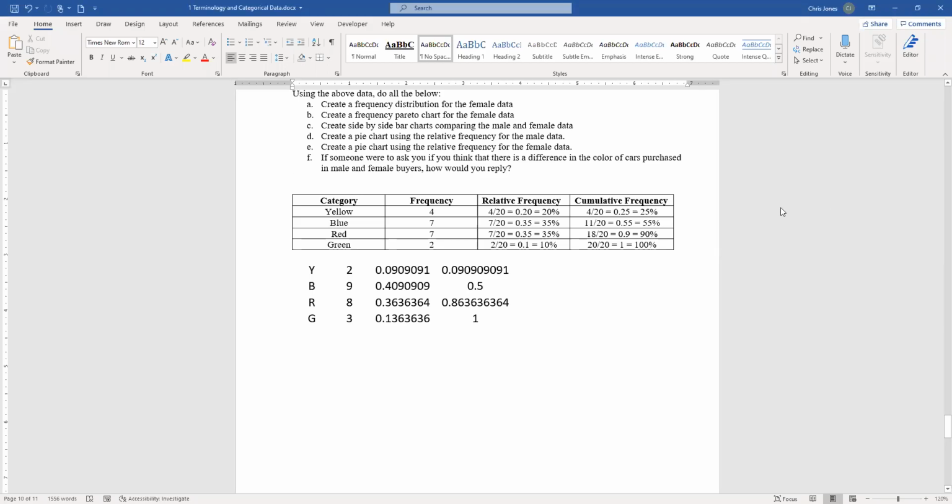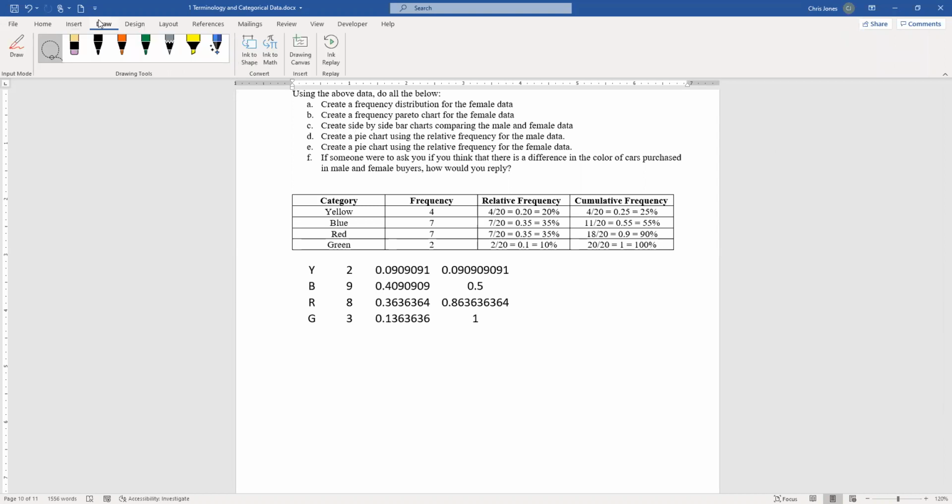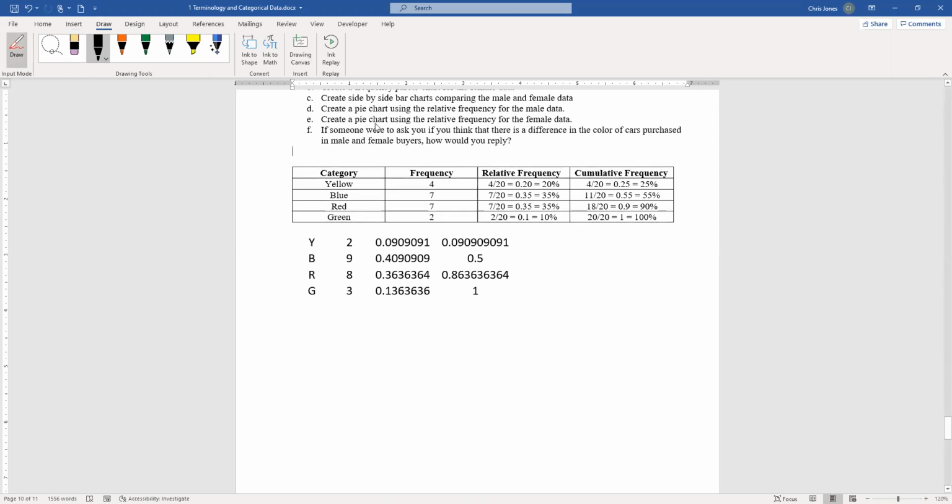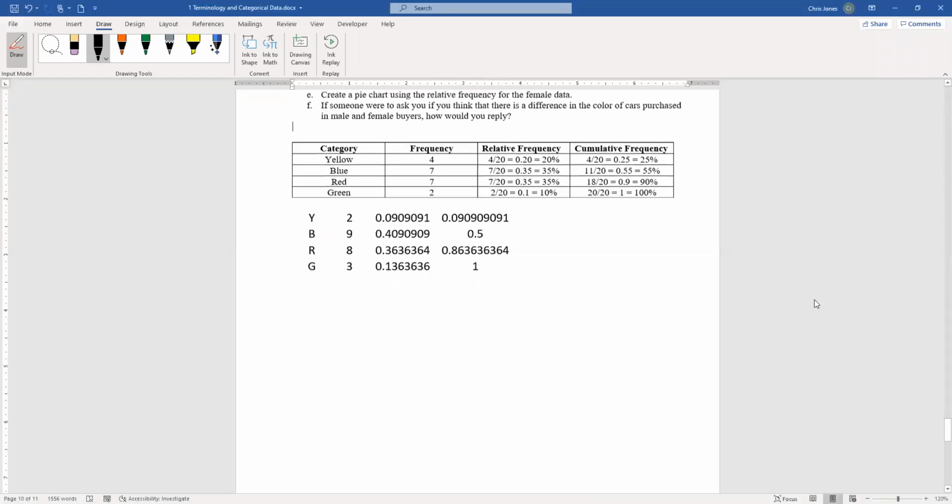So in this last video for this section, we're still creating some charts based on the different frequency distributions that we got from our male and female data. And we got up to part C where we did the side-by-side bar chart. So now what we're going to do is construct a bar chart for the relative frequency for male data. And then we're also going to construct a pie chart for the relative frequency for the female data. And then we're going to answer the question, well, based on all these graphs, how do we interpret that?